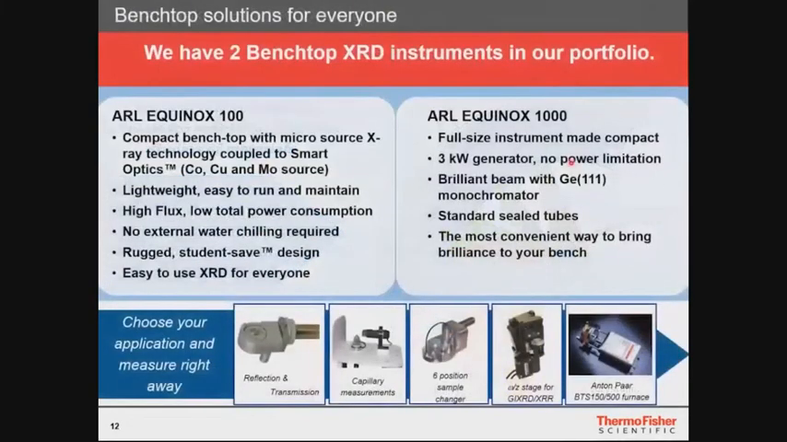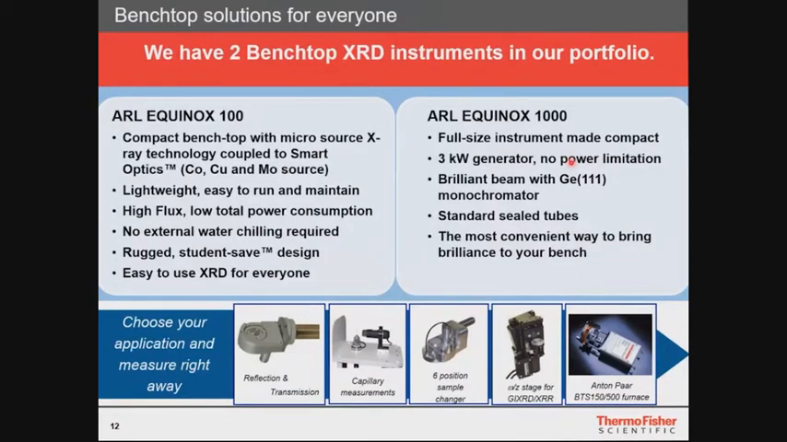To give you a brief overview of our capabilities in benchtop instruments, there are two we can offer. On the one side, there is the Equinox 100, which is a very compact benchtop instrument with a microfocus X-ray source and X-ray mirror optics. The types of radiation we have available are cobalt, copper, and molybdenum.